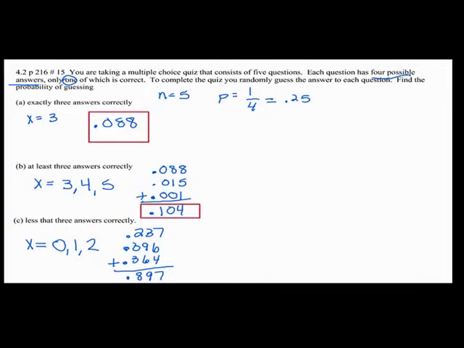Now, you could also get 0.896 because it's the same as 1 minus this. If it's not 3, 4, and 5, it's 0, 1, and 2. So these should add together to give you 1. But because of rounding, this ends up being a little bit big. So either of those answers would probably be correct. I'm sure there's an error margin in the computer too if you get it that way.